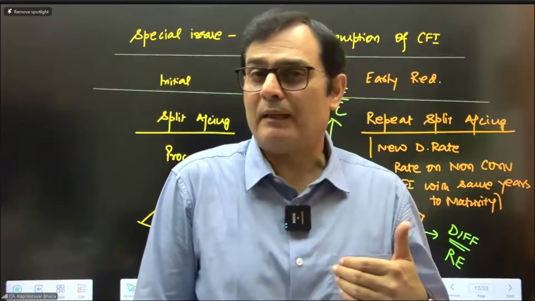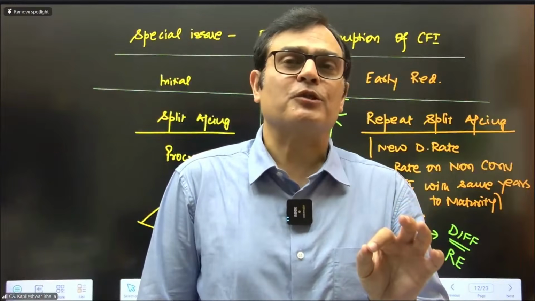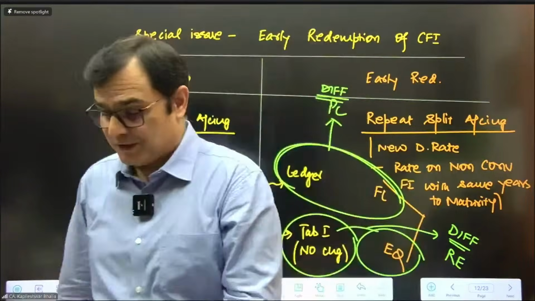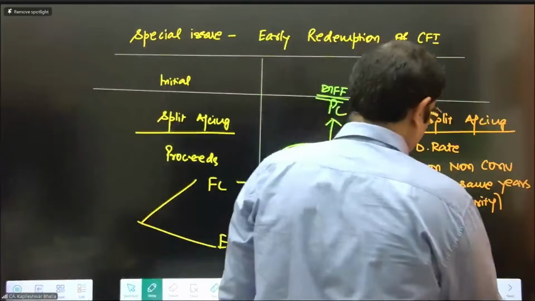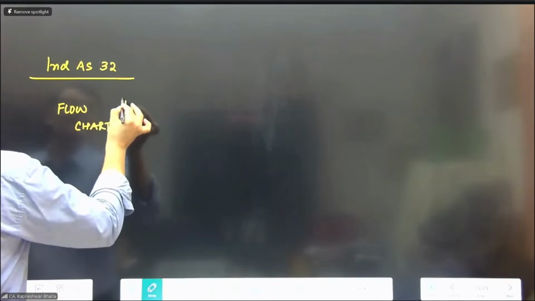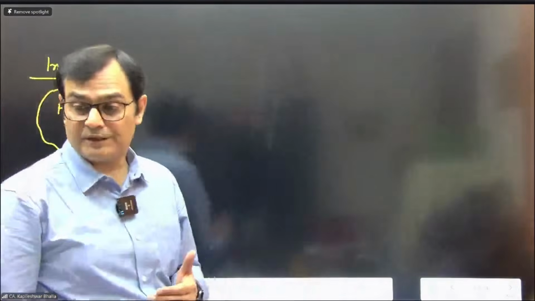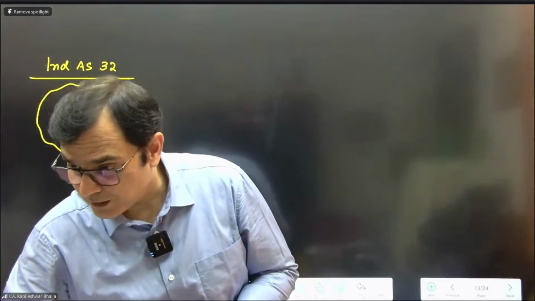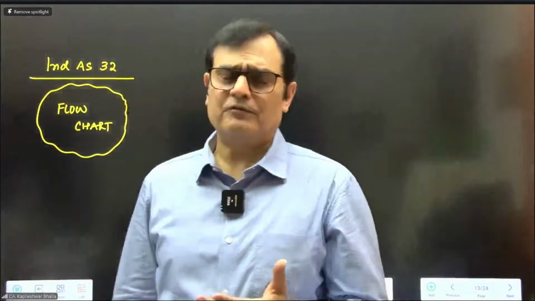So let me just make a quick mind map. Then we can proceed to Ind AS 109 on that area. Let me first make a quick input on this area. What have you learned in terms of Ind AS 32? I'm making a quick flow chart to get the connects, the key areas which you need to keep in mind when you're looking at Ind AS 32. So just a brief one, then, in that case.